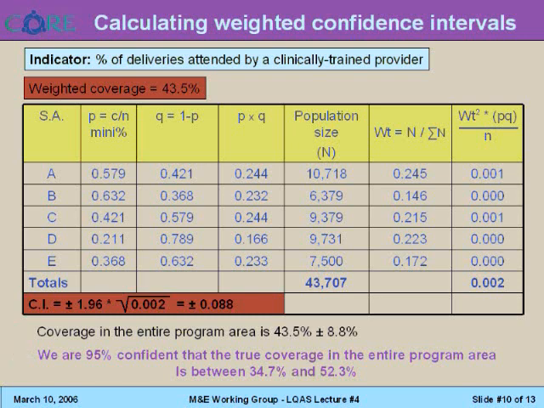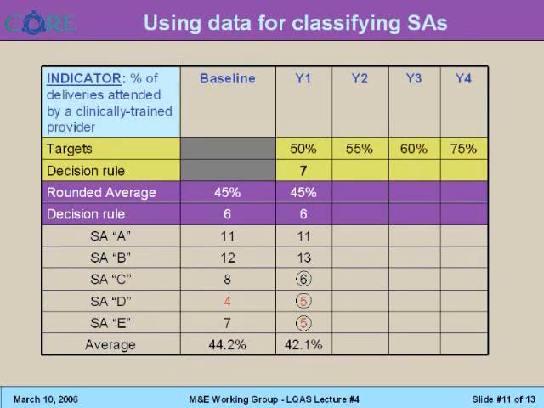For calculating weighted coverage rates and confidence intervals for more indicators, you can make use of simple computer programs like Excel, where you can include these calculations and plug in the numbers to obtain weighted coverage rates and their associated 95% confidence interval. Let's take a look now at a table that shows results from a baseline and one survey done during year 1 using LQAS for our particular indicator. How do we use this data to make decisions?